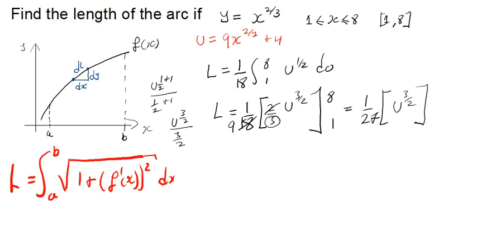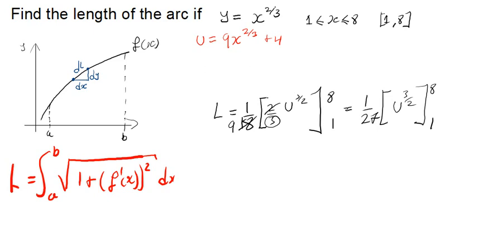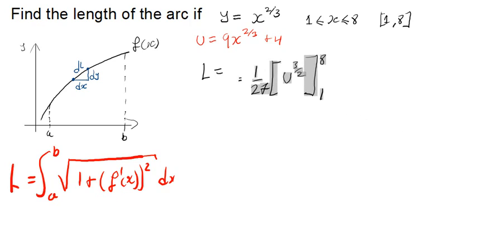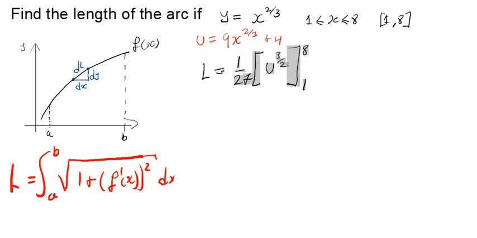Then we have the boundaries from 1 to 8, but these are in terms of x. They're not in terms of u, so you have a choice to make here. Either I find the boundaries that are in terms of u, or write this as x. So I have my a is equals to what I have there.